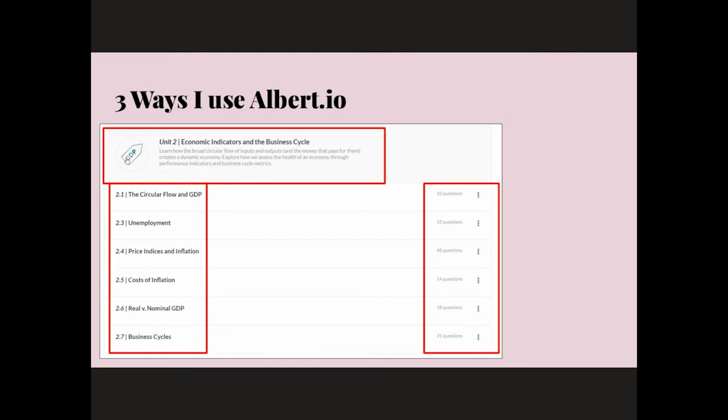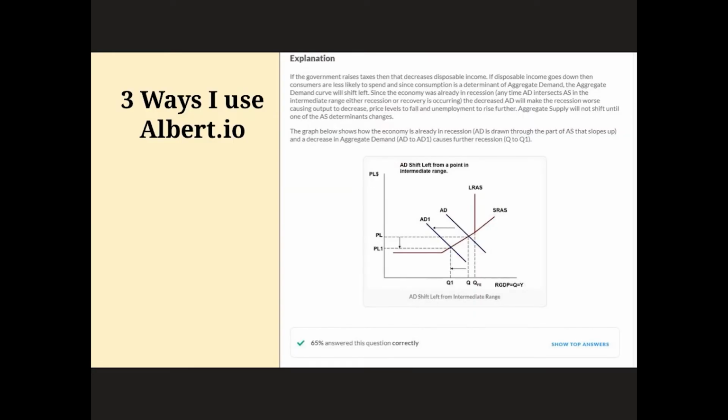So if I'm looking for a question on any one of these topics on the left, I have easy access and I can see just how many questions there are in each section from which to pull, as well as it's organized by the unit of instruction as the AP curriculum has designed and put together for us teachers. The second way in which I use Albert IO and find it most helpful is the explanations.